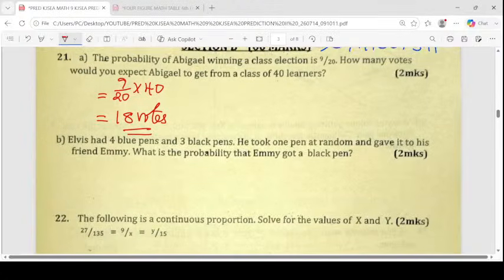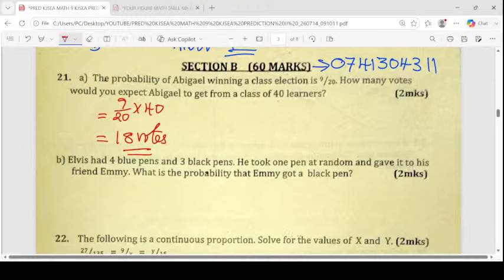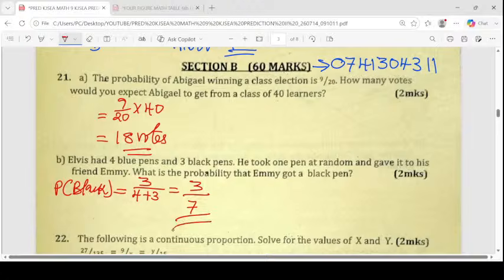With part B, Elvis had 4 blue pens and 3 black pens. He took one pen at random and gave it to a friend. What is the probability that Amy got a black pen? So for the probability of picking a black pen, we are going to take the total number of black pens, which is 3, over the total number of pens given by 4 plus 3. So the probability here becomes 3 over 7. So the probability of picking a black pen is 3 over 7 for that particular question.